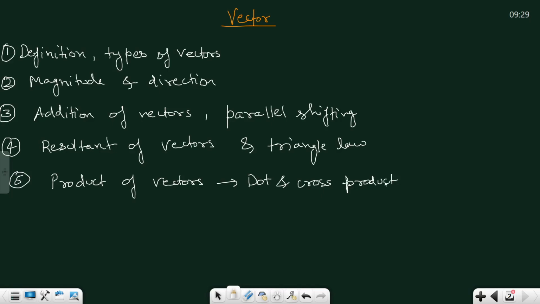Dot and cross product. Okay, so that's all about vector. First one we will go through the definition, okay, and types of vectors. Second one, magnitude and direction. Third, addition of vectors, parallel shifting. Fourth, resultant of vectors and triangle law. Fifth one is product of vectors. Okay, so just note down the sequence. So first we will start with the definition.